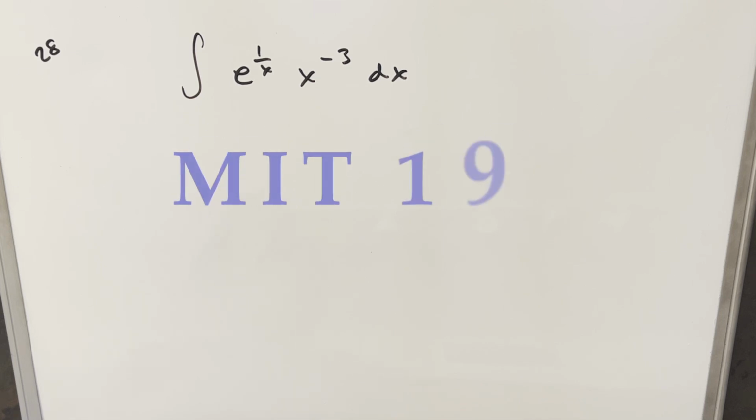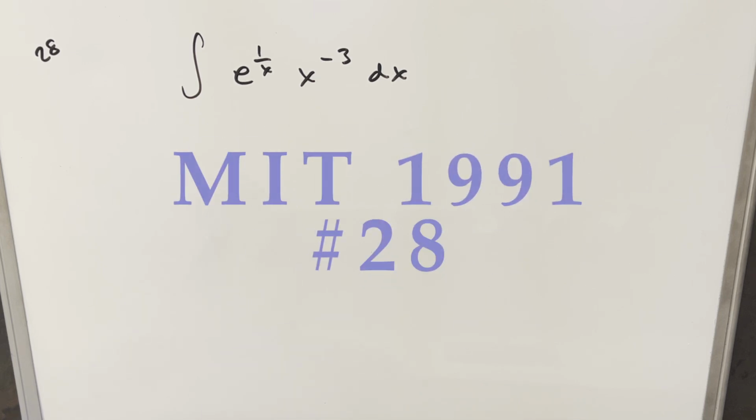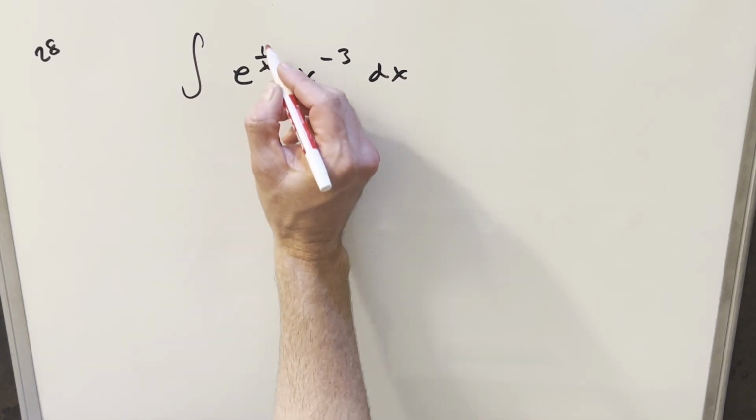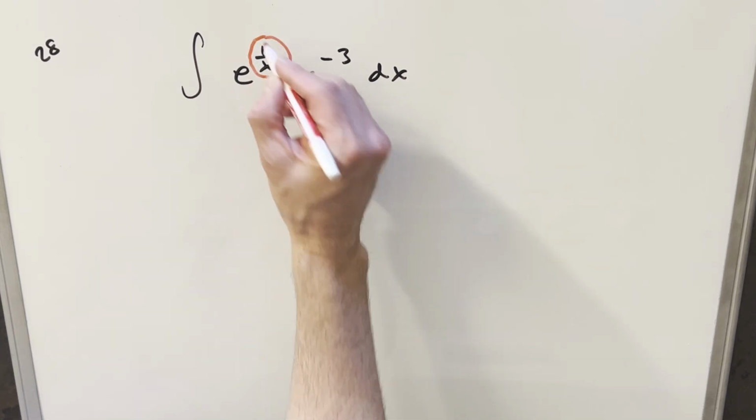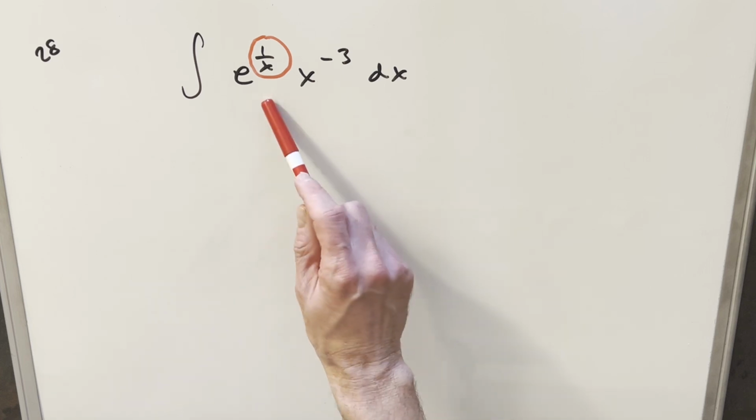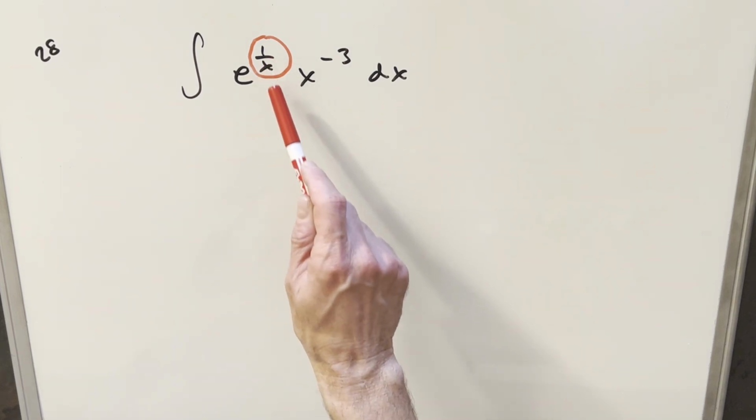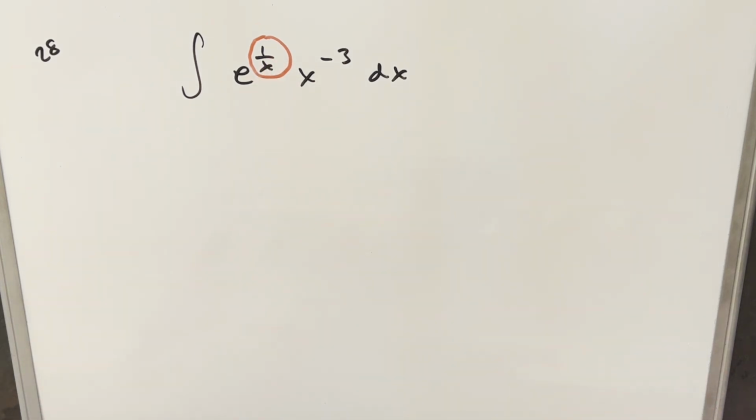Okay, we have here today another integral from the MIT Integration Bee from 1991. This was problem 28. We have the integral of e to the 1 over x times x to the minus 3 dx. So the first thing I want to deal with here is just this exponent on e, because I think this would be much easier to deal with if we just had e to the x, let's say, then we know how to integrate that.